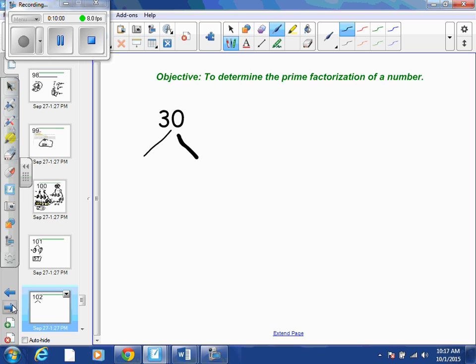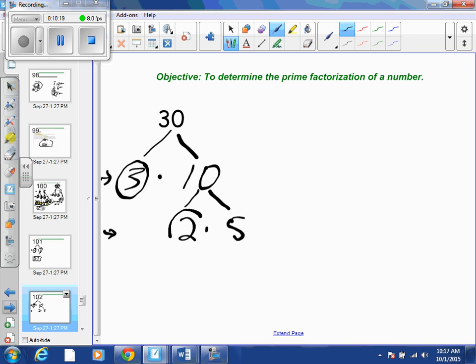All right, 30. Lots of choices. You could do 6 times 5. You could do 3 times 10. You could do 2 times 15. Let's do 3 times 10. All right, so now I check this row. This is a prime number. Circle it. 10, I can break it down more. 2 times 5.